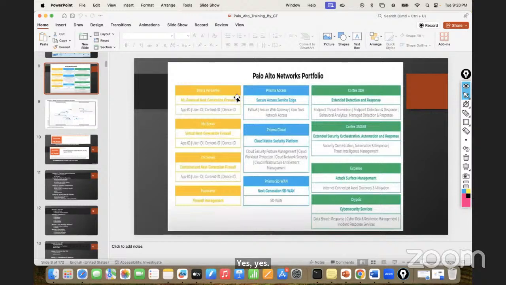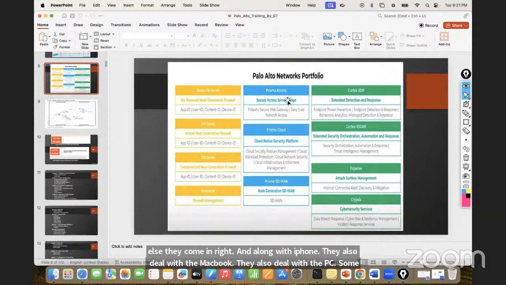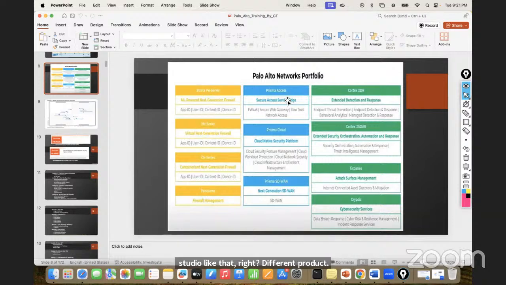This is just a product, right? We have different Strata, Prisma. This is a Palo Alto product. Let's suppose Apple is manufacturing different phones, so they have the iPhone 15, 14, different models coming, right? Along with the iPhone, they also deal with the MacBook, they also deal with the PC, some Studio like that, right? Different products. So they have different products, different use cases, and based on that, users purchase according to their requirements.